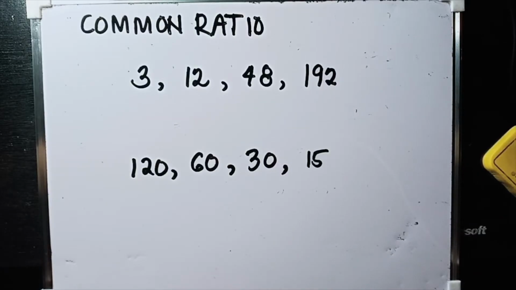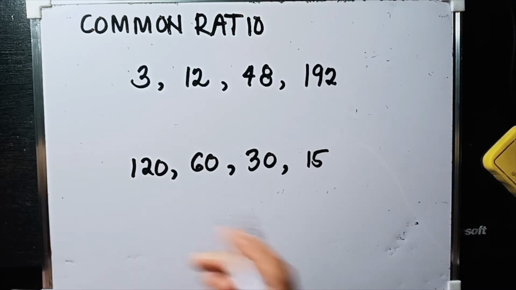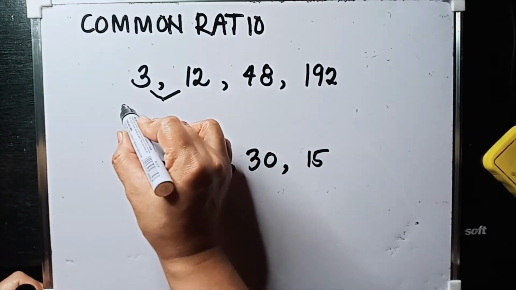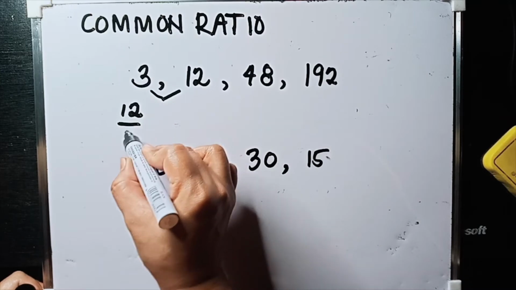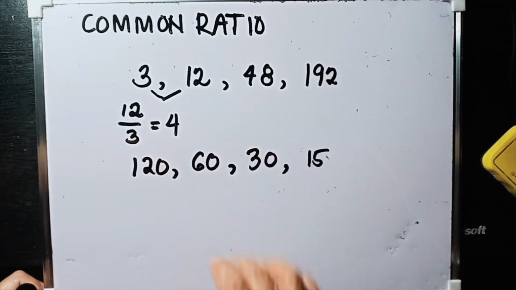So, how are we going to determine the common ratio of the given geometric sequence? The common ratio is determined by dividing any term in the sequence by the term that precedes it. So, how would that be? You can use this 3 and 12. It means that you are going to divide 12 by 3. So, 12 divided by 3, we have 4.